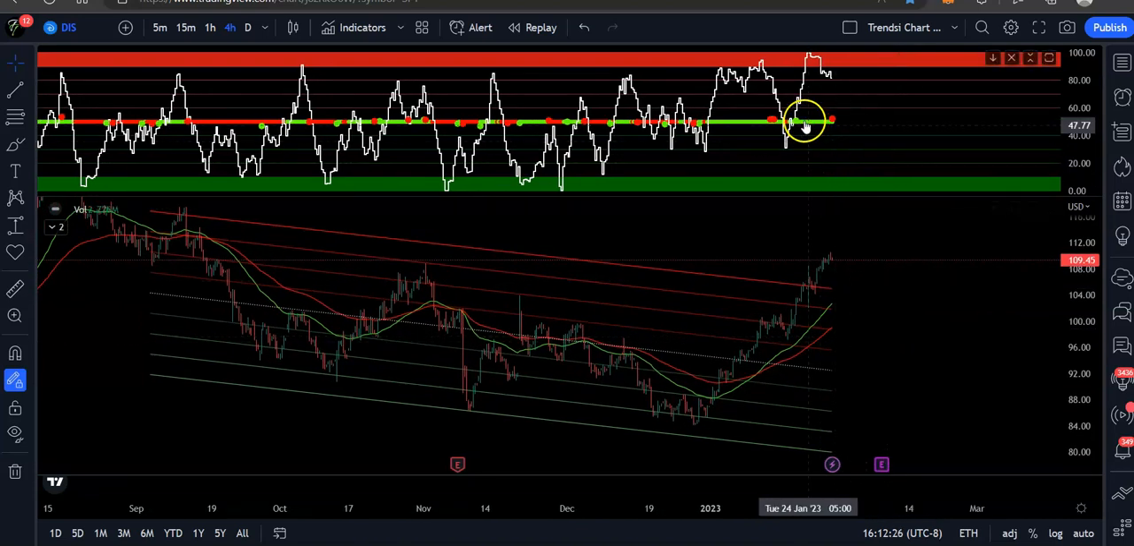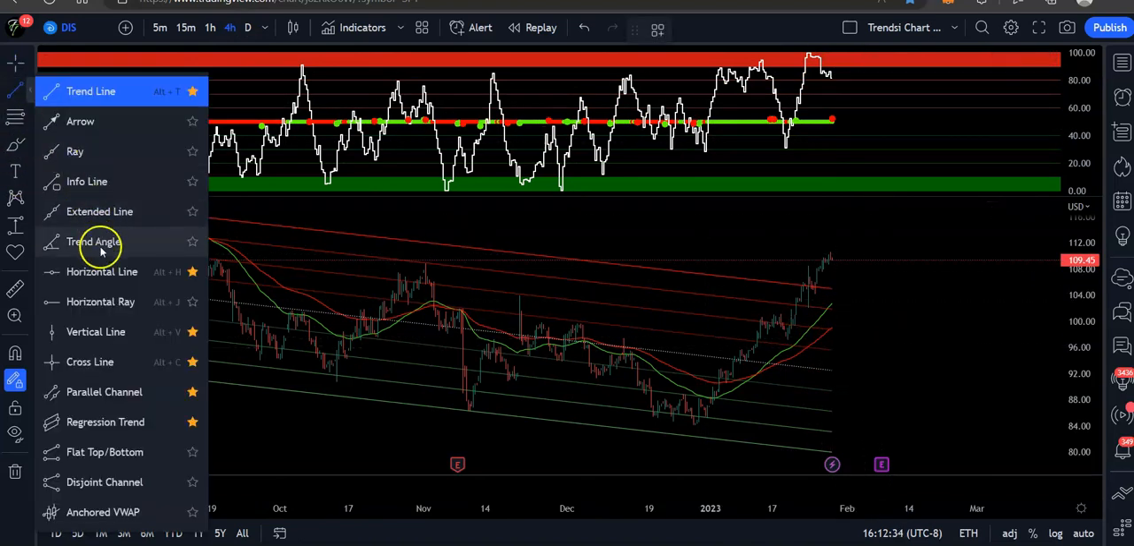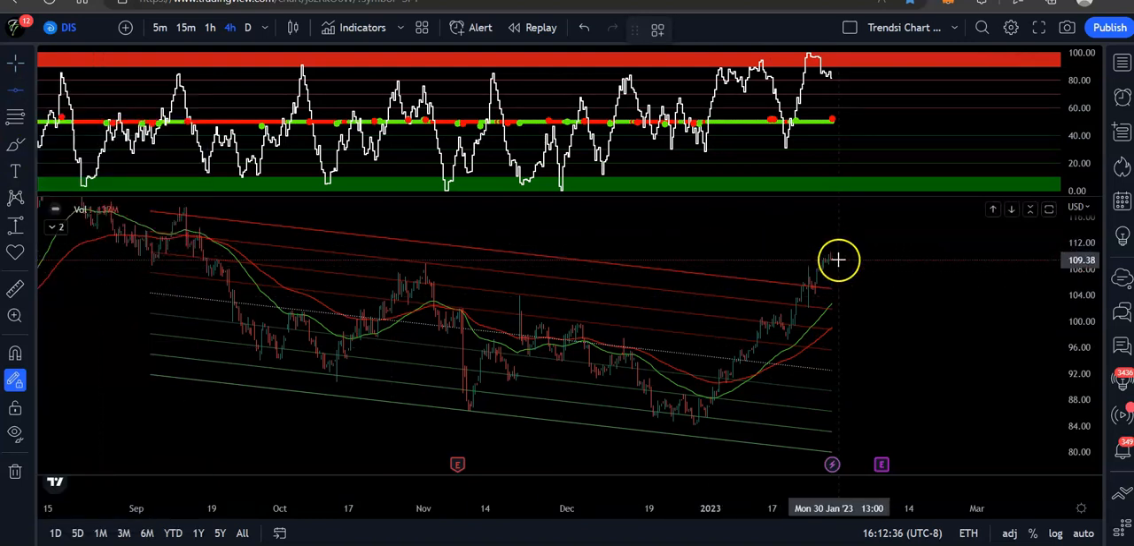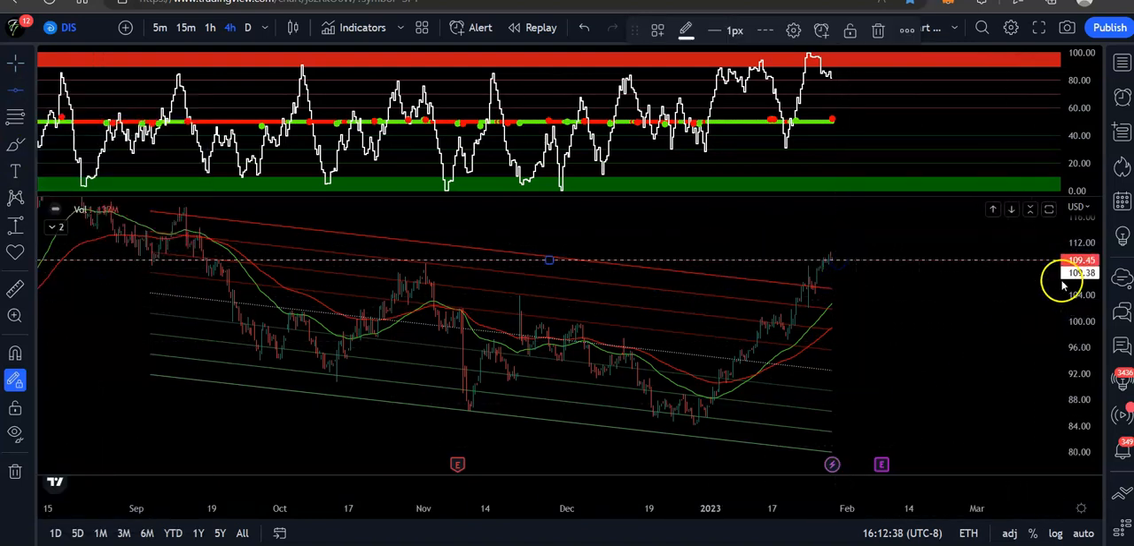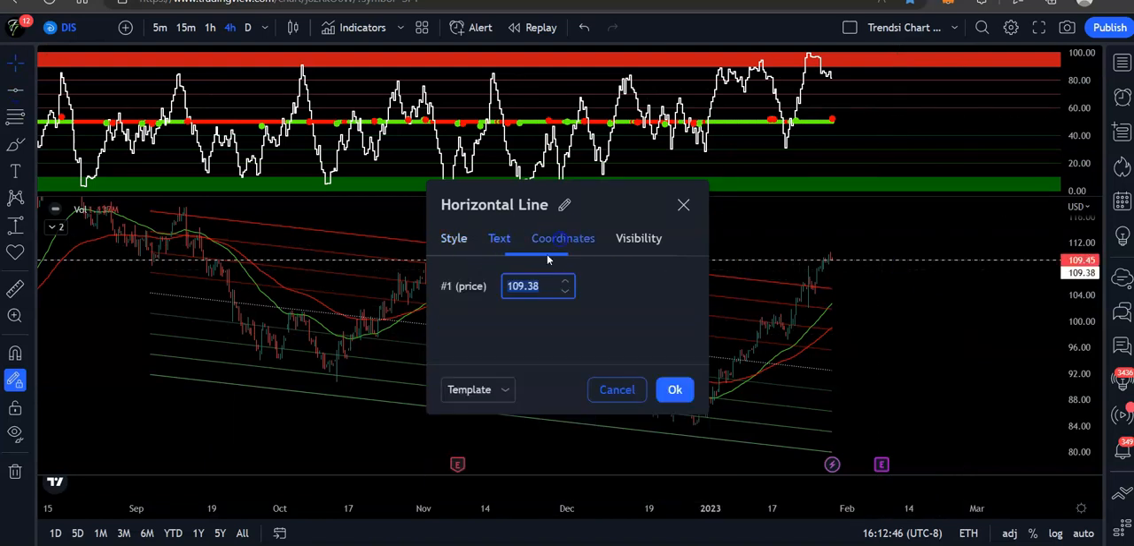So to recap, Disney on the 4-hour time frame. I want to be looking at playing puts to the downside. To keep this 100% transparent with you guys, let's do this right now. I'm going to go and do a horizontal line at this current price of 109. I'm going to change this actually to 109.45 because that's the exact spot that we're looking at here. Let's go and change this. Let's go coordinates 109.45.